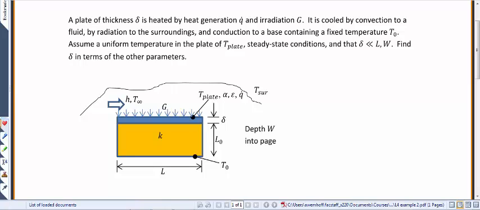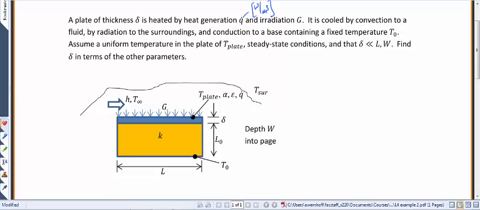In this example, we're looking at a plate of thickness delta, and it's heated by both internal heat generation Q dot, which is a volumetric heat generation, which has units of watts per meters cubed, and irradiation G. It is cooled by convection to a fluid, by radiation to the surroundings, and conduction to a base containing a fixed temperature T0. We want to assume a uniform temperature in the plate of T sub plate, steady state conditions, in that the thickness delta is much smaller than its width L and its depth into the page W.